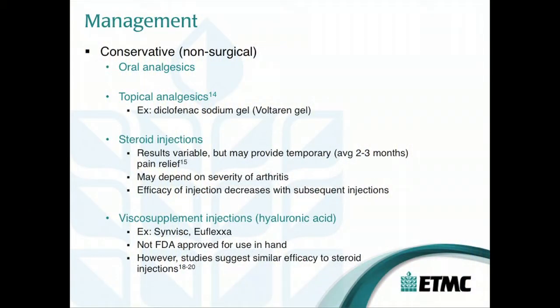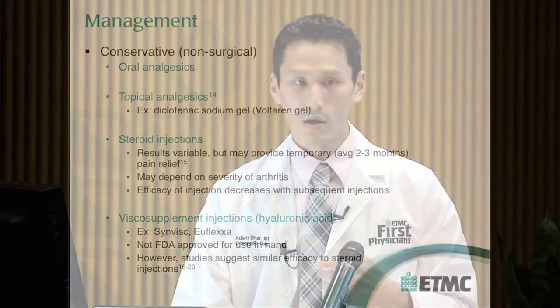Other modalities include analgesics, meaning non-narcotic over-the-counter pain medications. You can also try topical analgesics such as Voltaren gel. This is a non-steroidal anti-inflammatory medication that you can apply directly over the affected area. Instead of getting absorbed by the bloodstream, most of it stays where you apply the gel, so it works locally as opposed to systemically.